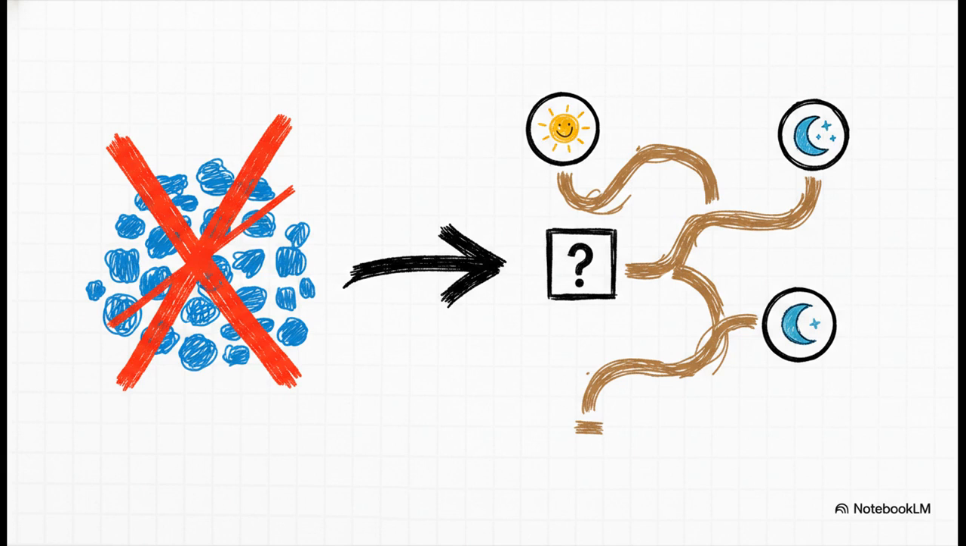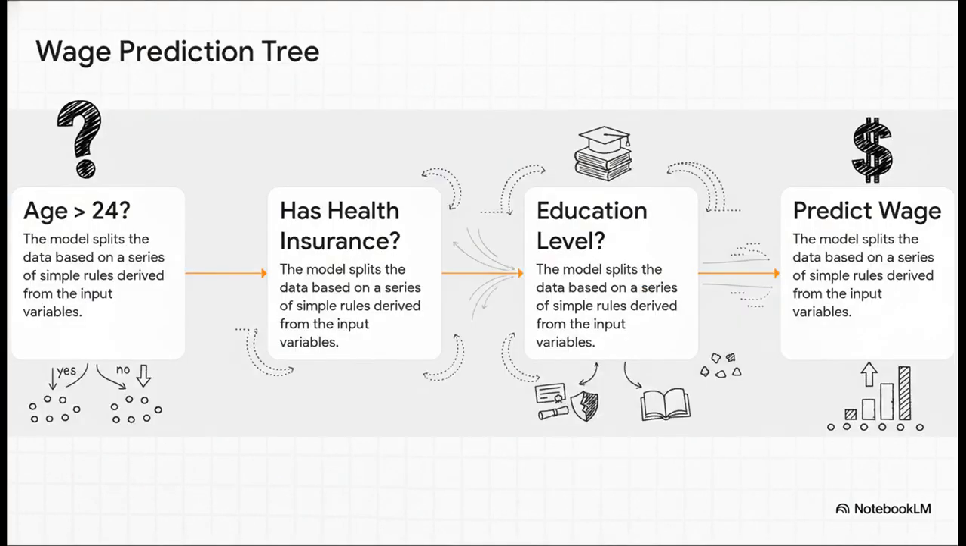Honestly, it's just like a flowchart or one of those old choose-your-own-adventure books, but for data. And you can see how simple and intuitive this is. The model just asks a series of questions. First up, is the person over 24? If yes, they go down one path. If no, they go down another. Next question, do they have health insurance?